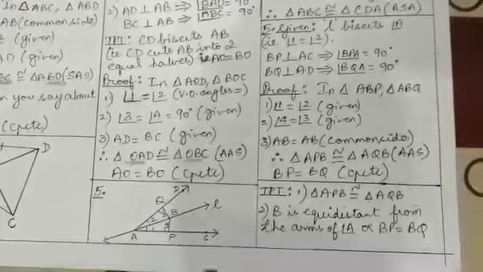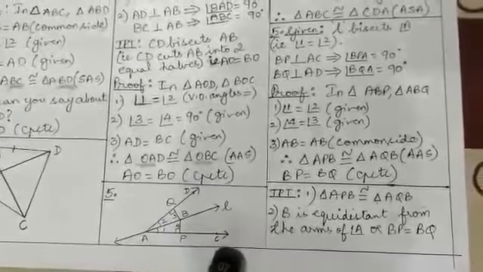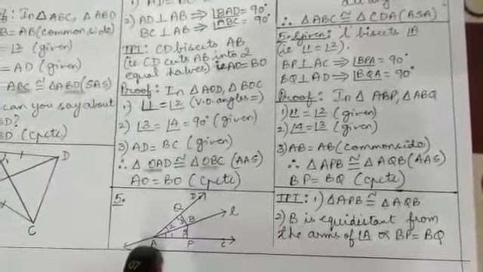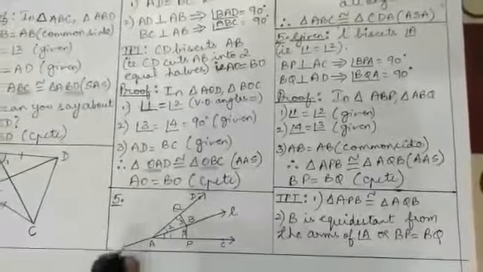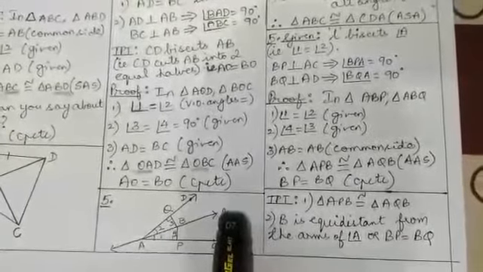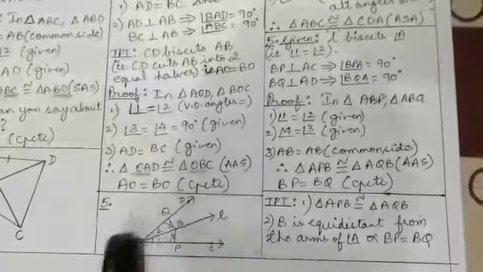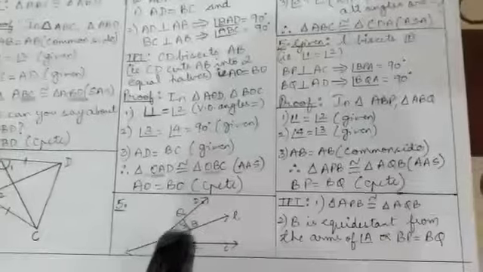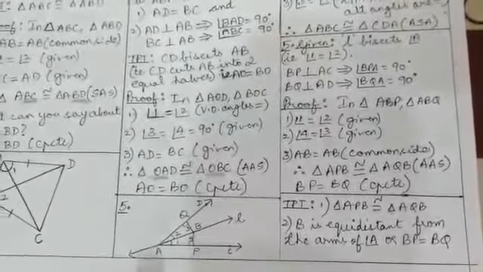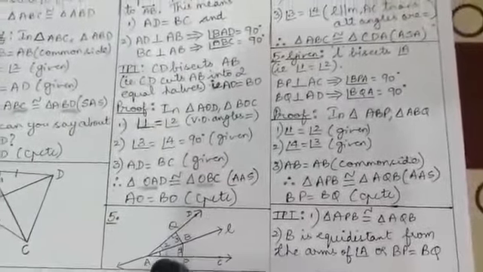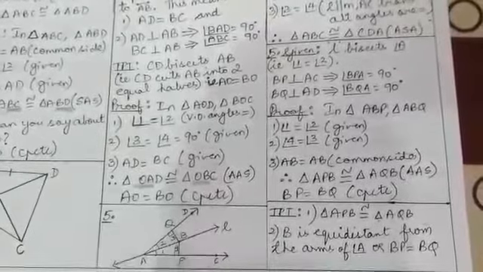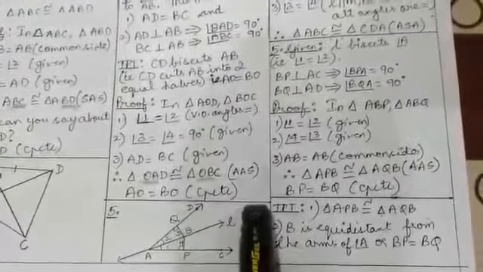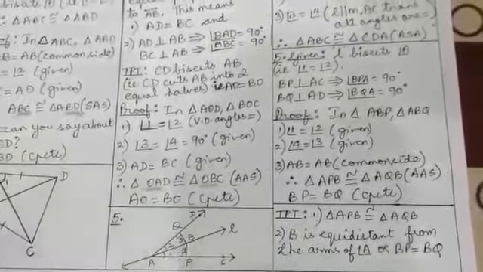So here we have an angle DAC. A is the vertex of the angle. L is a line that bisects angle DAC, which means the line L divides angle A into two equal halves. I have marked the equal halves as 1 and 2, which means angle 1 equals angle 2. Why? Because L bisects angle A.